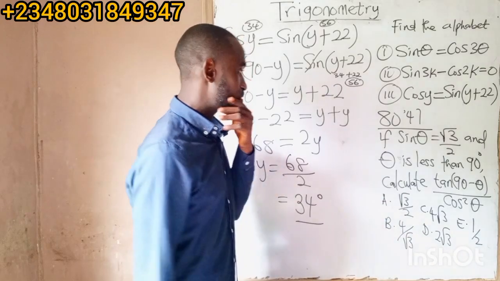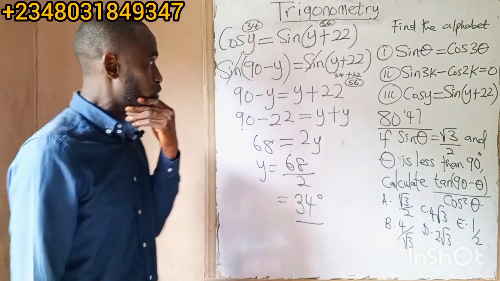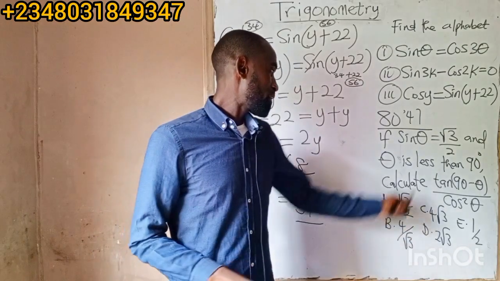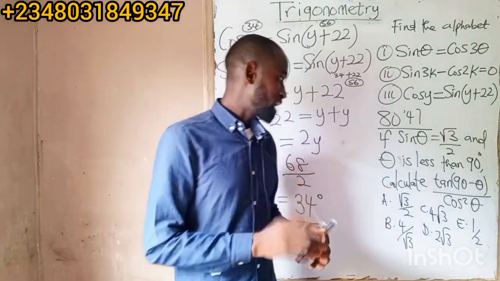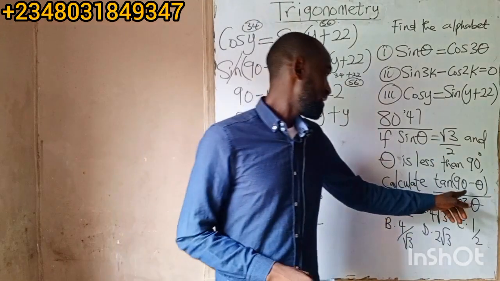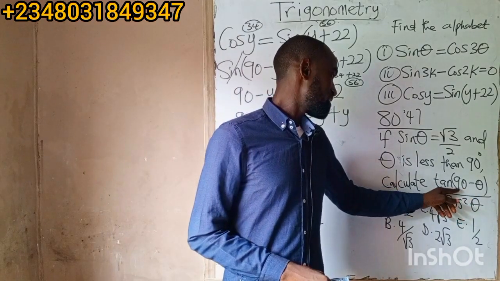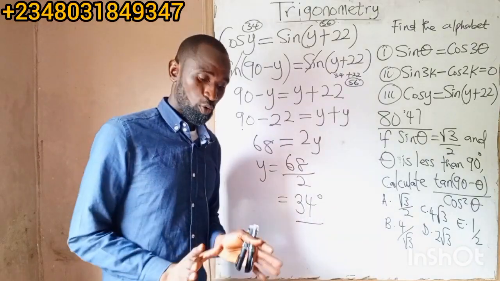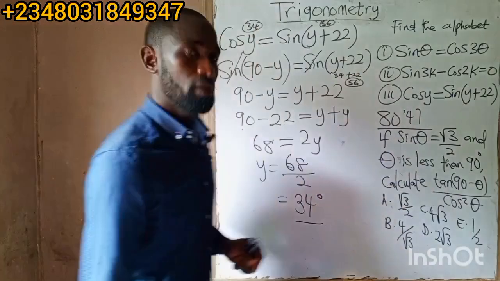Sin 56. So that is that. So the last one is what now? I told you, anytime I'm given this, we first draw what now? A right angle triangle. But in this case here, what is tan 90 minus theta? That will be cos theta. Let us simplify this one first.